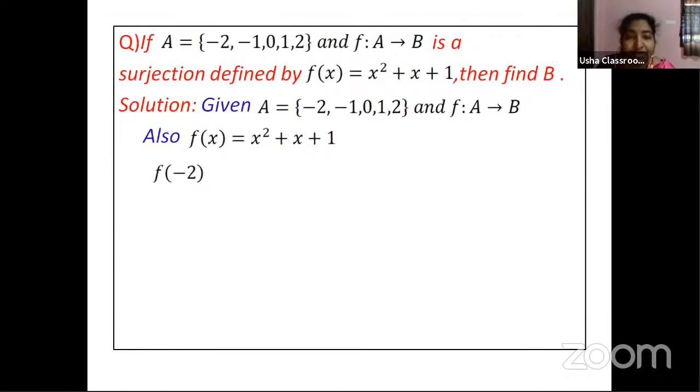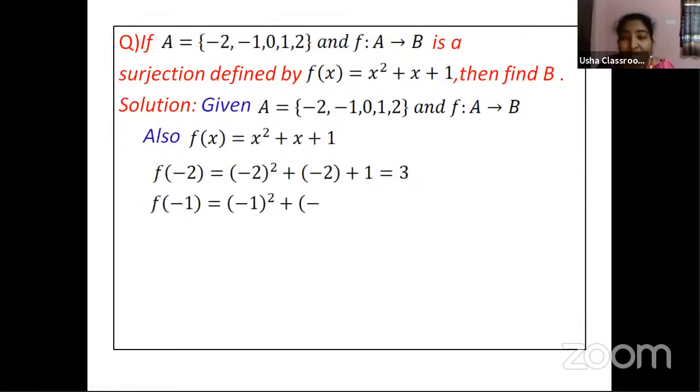f of -2 is equal to (-2) whole square plus (-2) plus 1. So this is (-2) whole square is 4, minus 2. 4 minus 2 is 2, plus 1, which is equal to 3. Then f of -1 is equal to (-1) whole square plus (-1) plus 1. So here it is 1 minus 1. They get cancelled and you are left with 1.